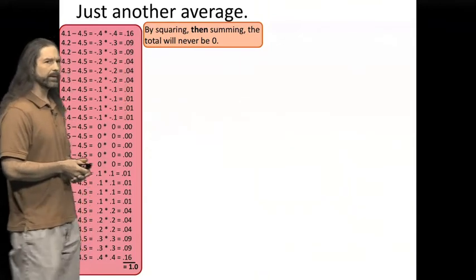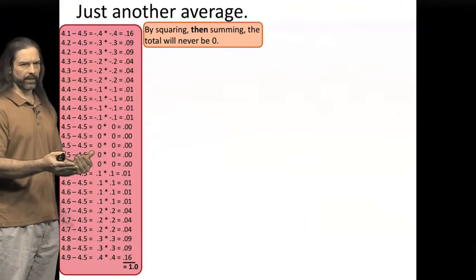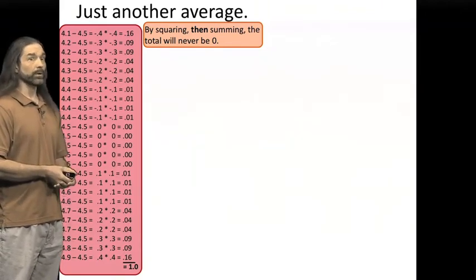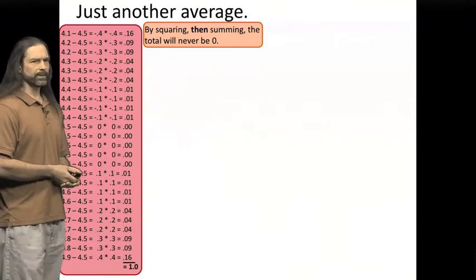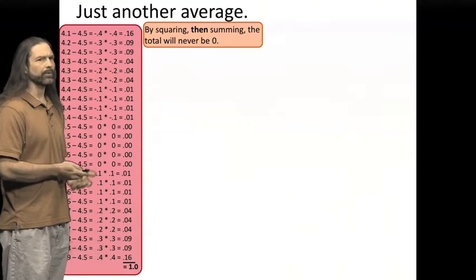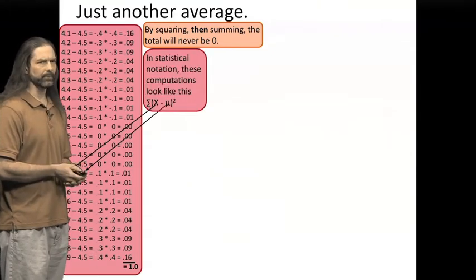So by squaring all of these values, we get rid of the negative signs, and so now if we square then sum, the total will never be 0. In this case, when we finally square them and we add them all up, we actually get the value of 1.0. So we get rid of the problem of adding to 0 that we had before.